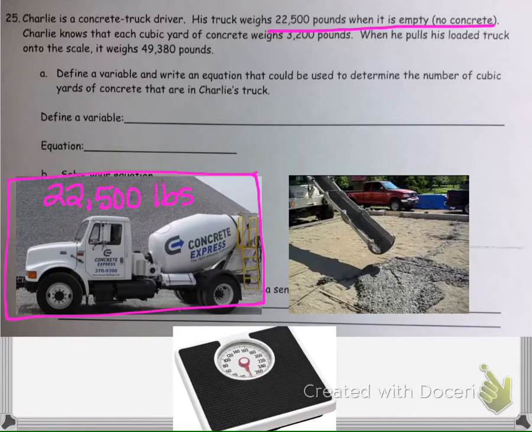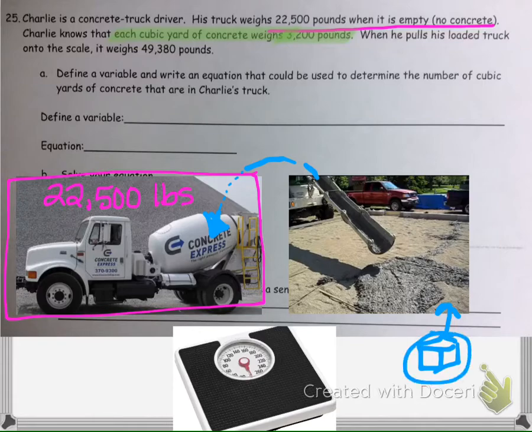Then it says Charlie knows that each cubic yard of concrete weighs 3,200 pounds. So each cubic yard of concrete, cubic yard means volume. So each cubic yard of this concrete that he's going to pour inside to fill it up, so he can go lay concrete somewhere, weighs 3,200 pounds.